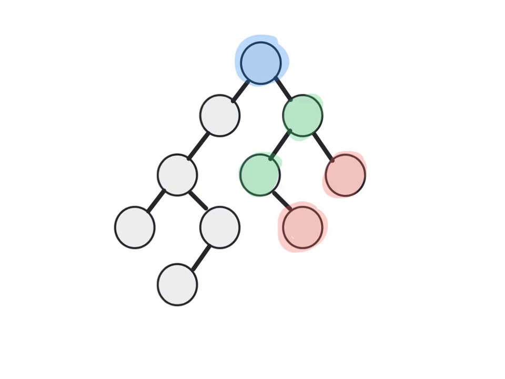Also, the tree is made up of multiple subtrees. So for example, you can see that this right here could be thought of as a subtree with this node as the root. Also, this could be a subtree with this node as the root.